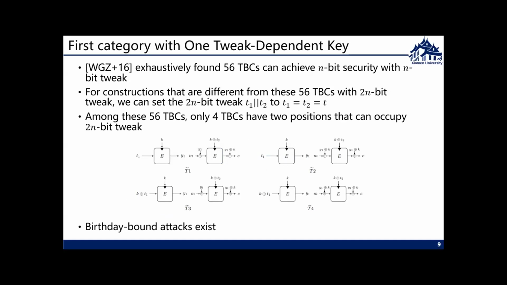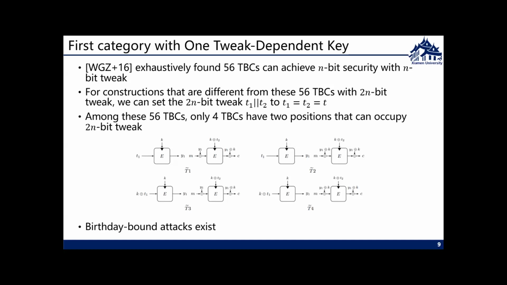And actually, at first we somehow rely on the previous result. So in this Asiacrypt paper, they exhaustively found that 56 TBCs can achieve n-bit security with n-bit tweak. For our construction, they are different from these 56 TBCs. If there's a 2n-bit tweak, we can set the left half and right half to be equal, then it becomes an n-bit tweak. Then the attack in this paper will apply on the tweakable cipher out of these 56 TBCs. Then we can merely focus on these 56 TBCs to see whether we can inject more tweak on this position.